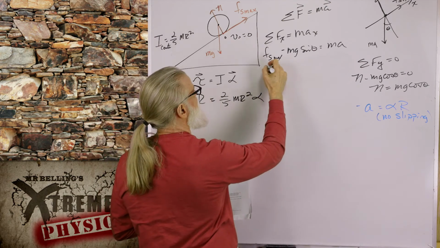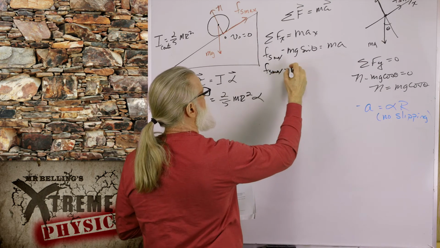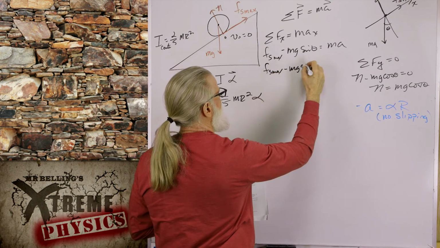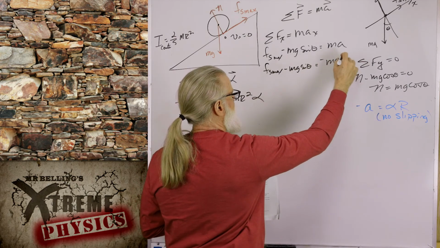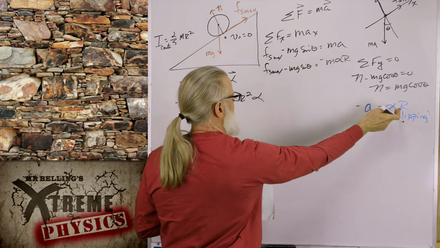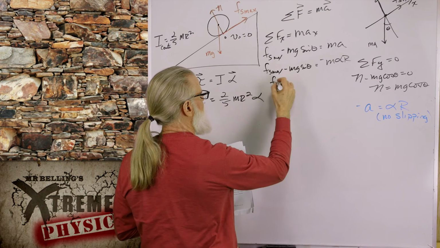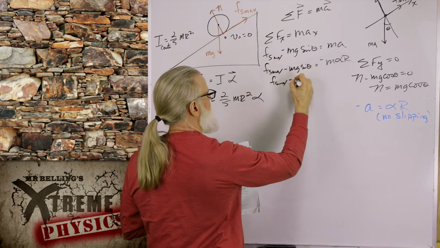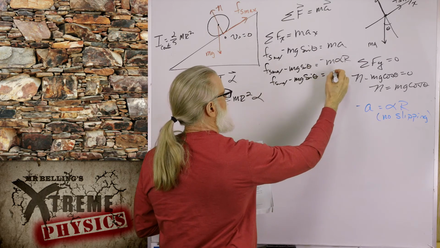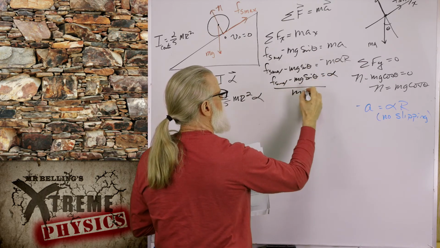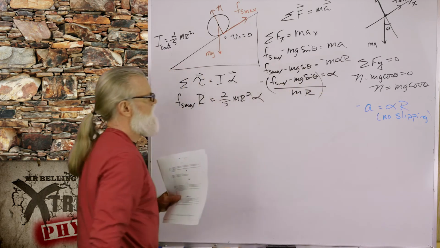Let's say Fs max minus mg sine of theta equals negative m alpha r, right? So I just substituted in negative alpha r for a, and therefore I can solve this. I can say Fs max minus mg sine of theta equals alpha m over r, and this whole thing is negative.